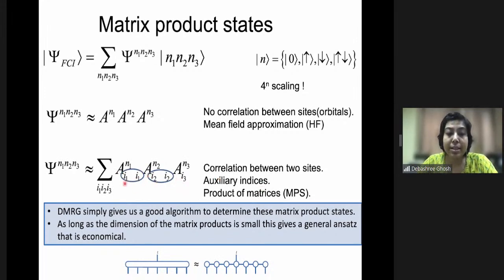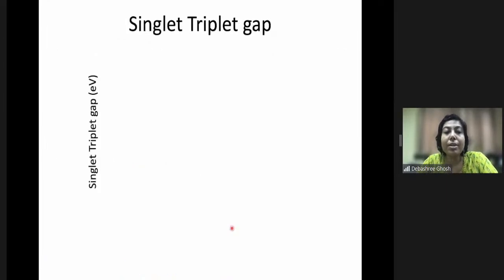And it is in the dimension of these auxiliary indices that the fact whether DMRG will be a good algorithm or not is determined. As long as the dimension of this matrix product is small, this gives a good general ansatz that is also economical.